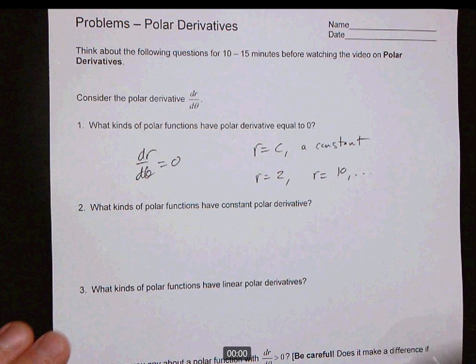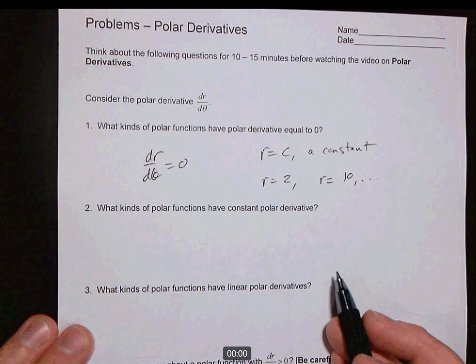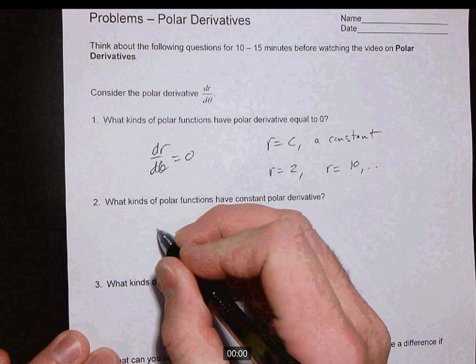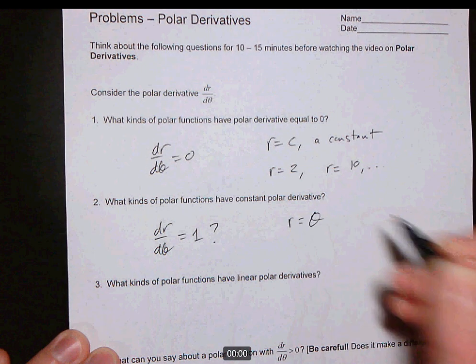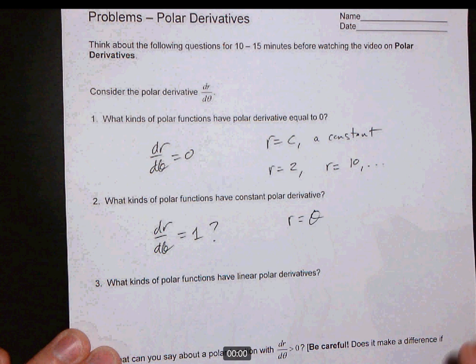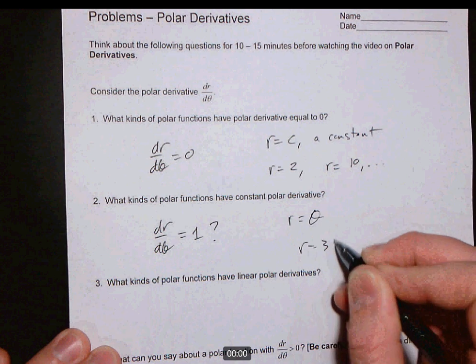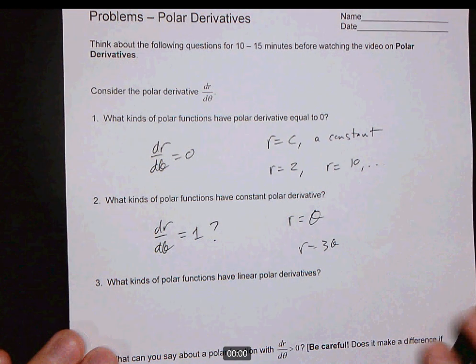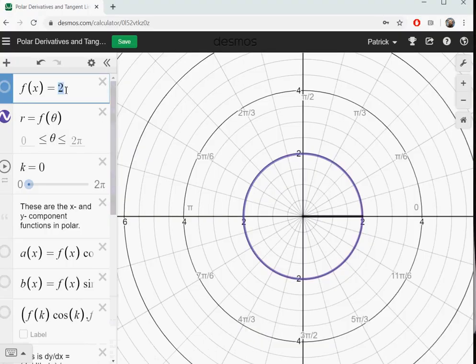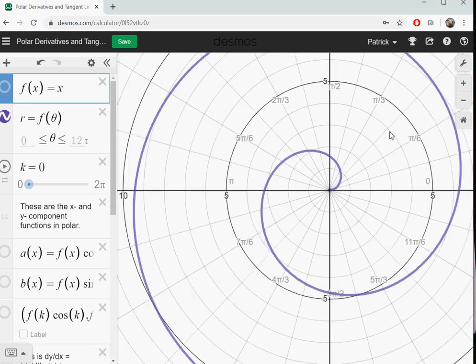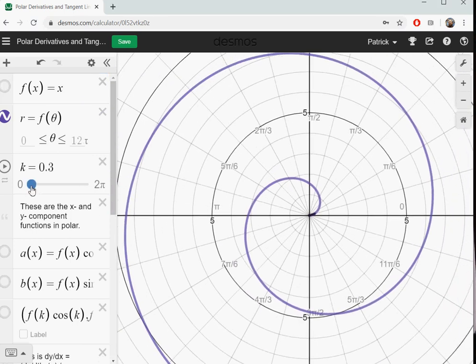So what would it mean for a function to have a constant polar derivative, obviously other than 0? Like what would it mean for dr d theta to be 1? Well, of course the function r equals theta satisfies that, as do others. We could have r equals 3 theta, which would have a constant polar derivative of 3. What do these functions look like? So we know that r equals theta is this spiral. And as we go around, notice that r, the distance to the pole, is increasing as theta increases.